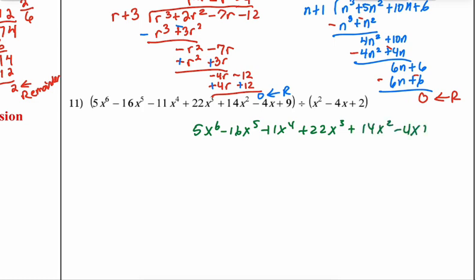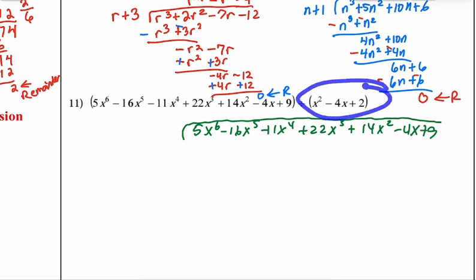And it's not a bad idea. It's very easy with a long polynomial like this to make a rewrite mistake. Always check your work. And then we also have to check our divisor also goes in descending order. If anything is missing, we would put a 0. There's nothing missing, so we can just write our x squared minus 4x plus 2.